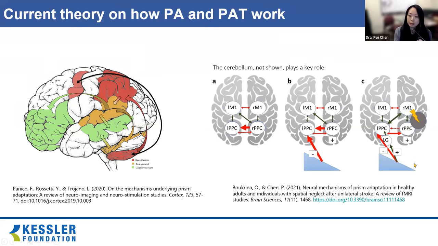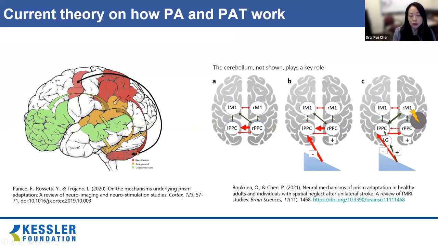Then the patient needs to find implicitly, not consciously aware, but their brain system has to find a way to bypass the posterior parietal cortex in order for the prism adaptation phenomena to show the effect at the brain level. And we are currently studying all these theories to test them.